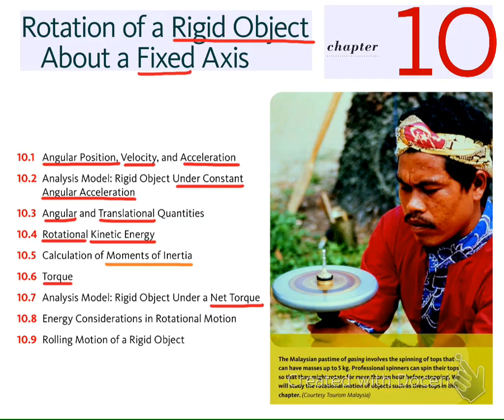Section 8 we will talk about the energy considerations in rotational motion. That is, we use the concept of energy to solve the rotation problem, like in the linear motion, where we can use the work-energy theorem or the conservation of energy to analyze the motion of the particle.